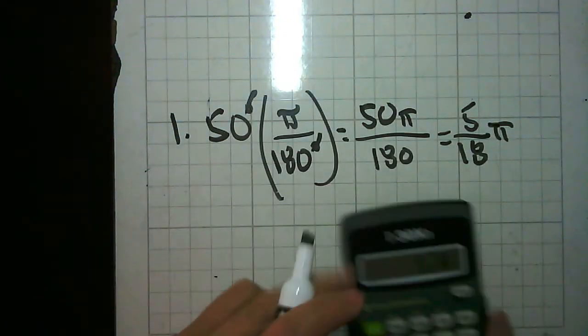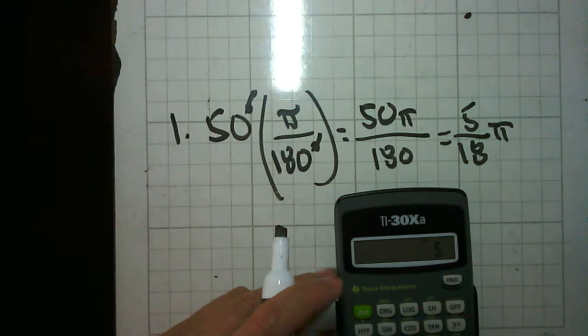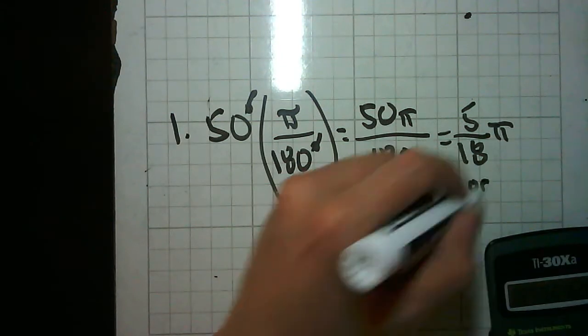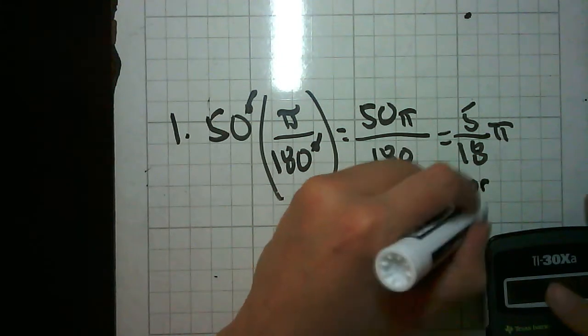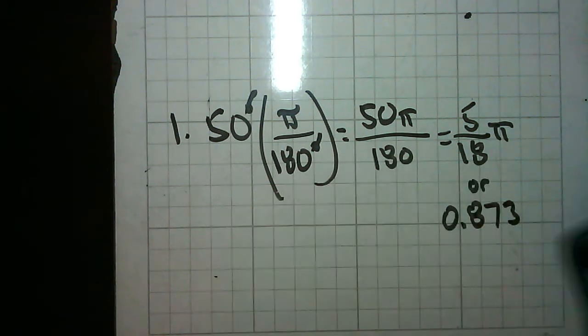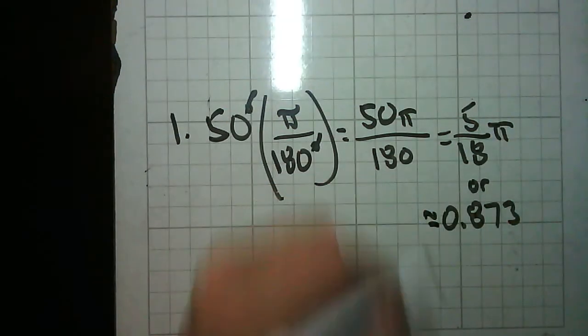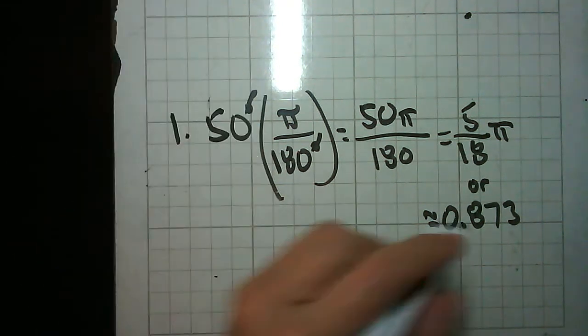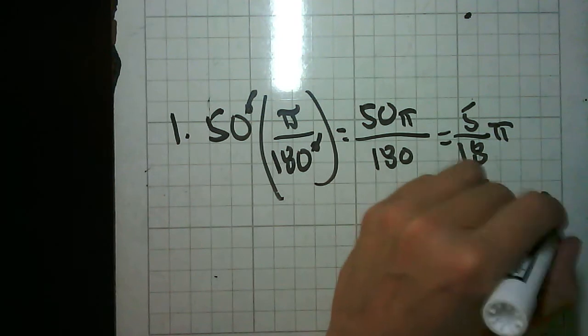But if they ask you to write it as a decimal, you're going to do 5 times pi divided by 18 equals, and depending on how many decimal places they want, this is about 0.873. And that would be radians.